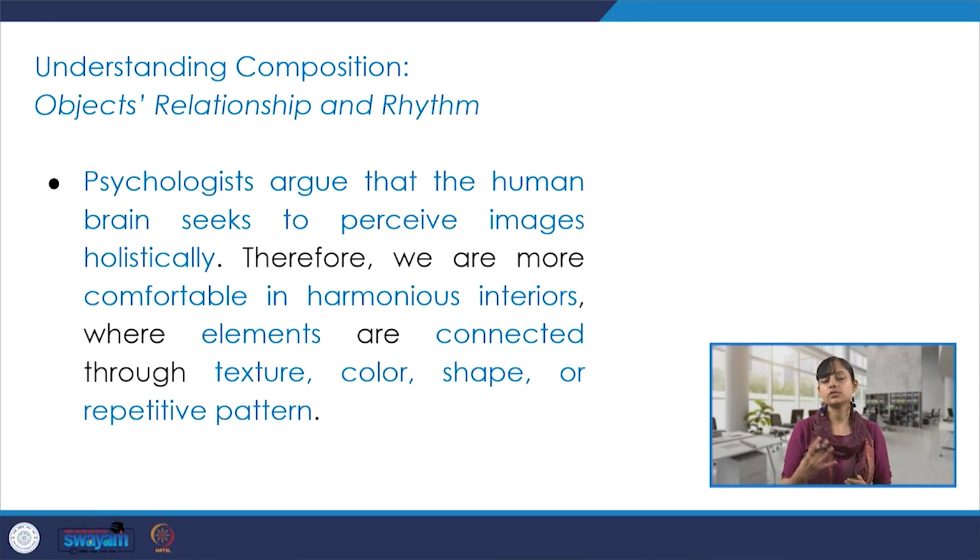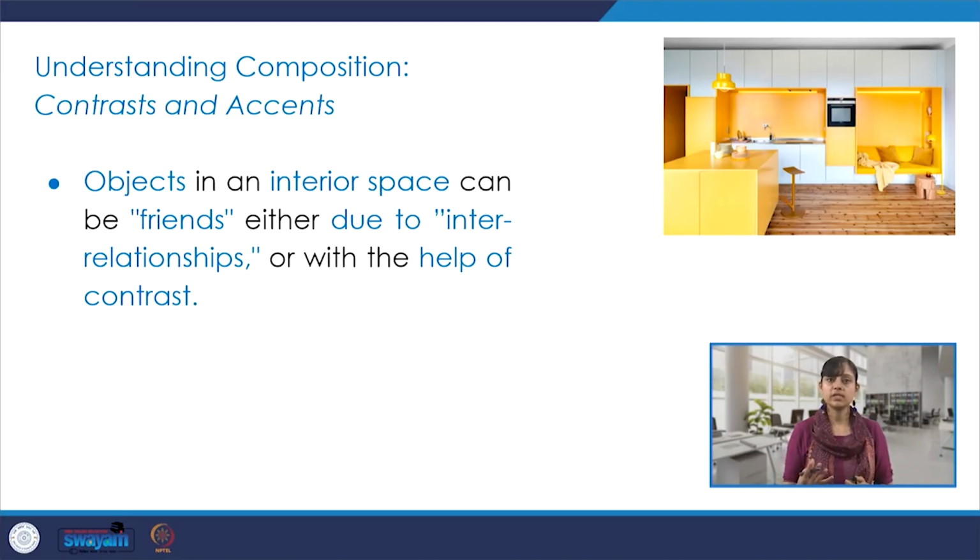Also, what is the interrelationship between different objects and how they are put together to create a holistic image that the human brain can perceive, and how do we achieve principles like rhythm by placing objects together, in relation to one another. So those were the kinds of organizing principles within a composition that we tried to discuss. And how to achieve harmonious interiors, these elements could be connected through texture, color, shape, or some kind of a recurrence or repetition. Then moving on to understand composition, focusing on the contrasts and accents.